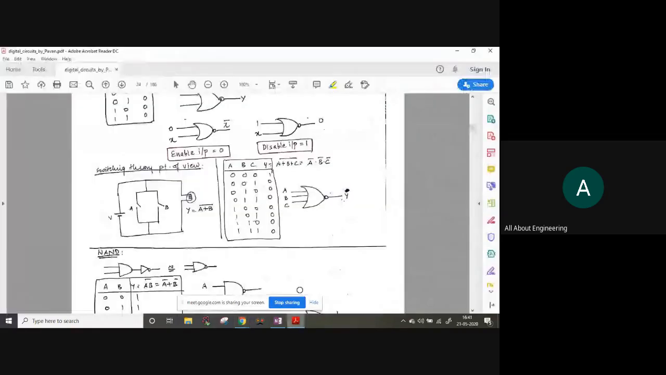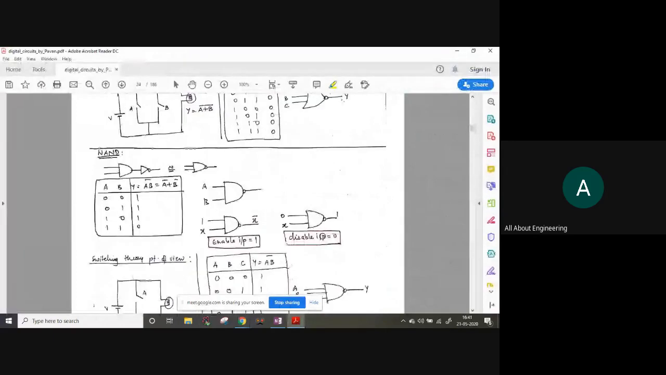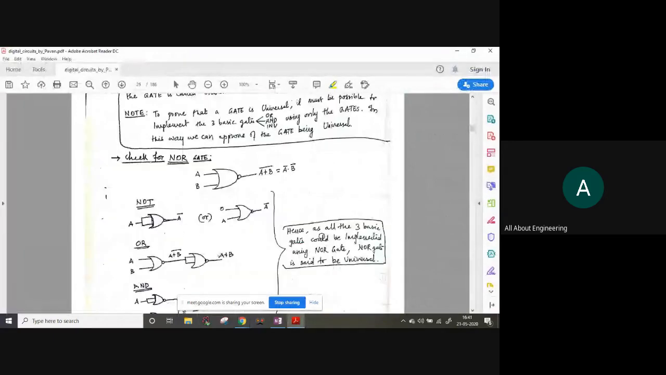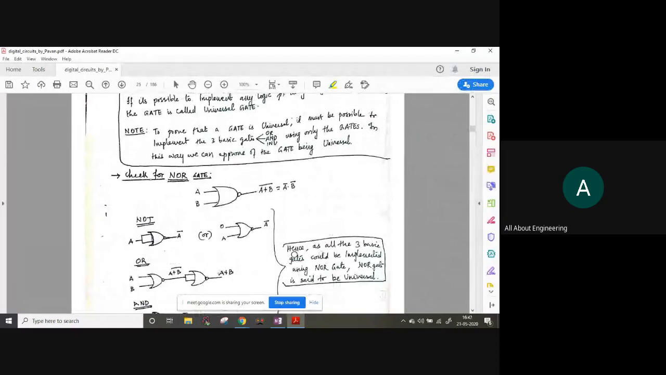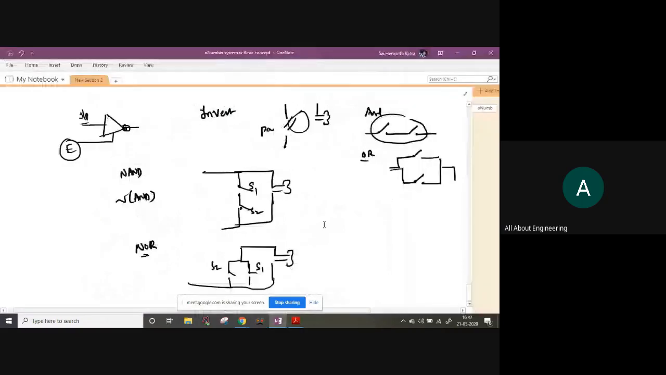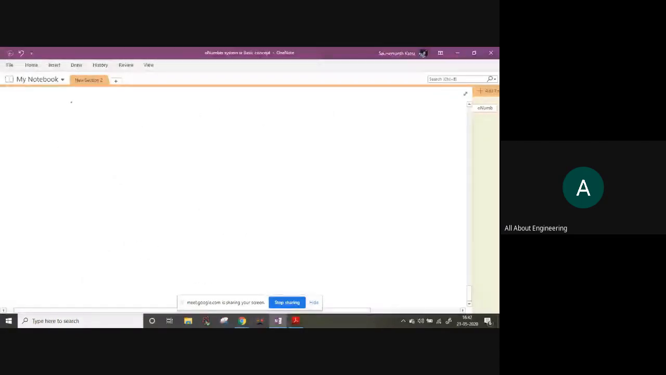Okay. Now let me discuss enable and disable inputs of this NAND gate and NOR gate.